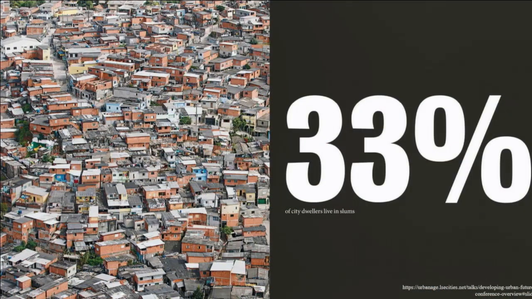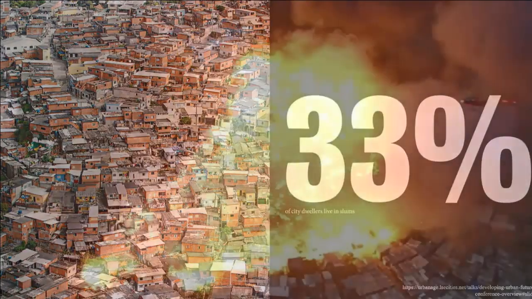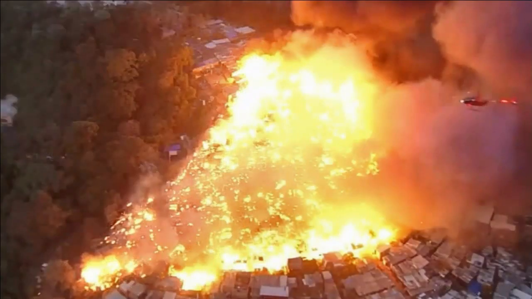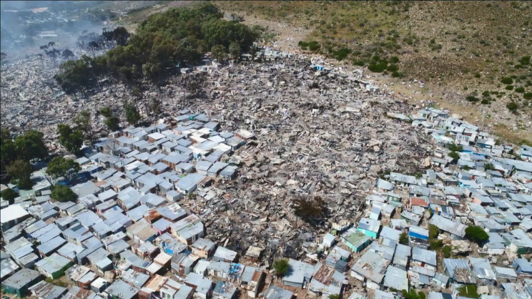33% of city dwellers live in slums. Fire is one of the primary threats in these informal settlements too, as kerosene lamps typically act as a source of heat and light. This image shows here what happens 1 hour after a lamp has fallen over. Fire in an informal settlement can affect thousands of people, as well as loss of life.